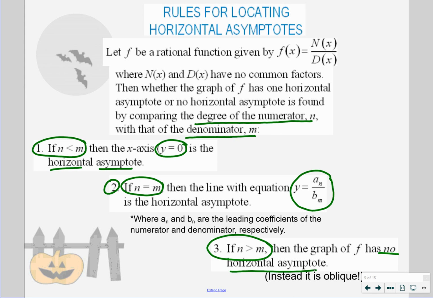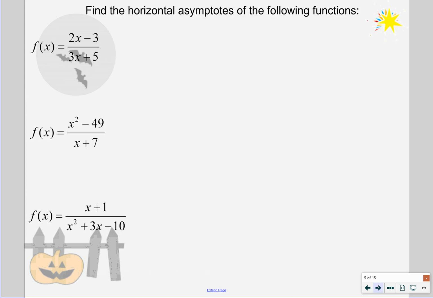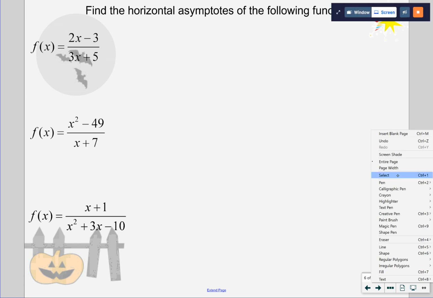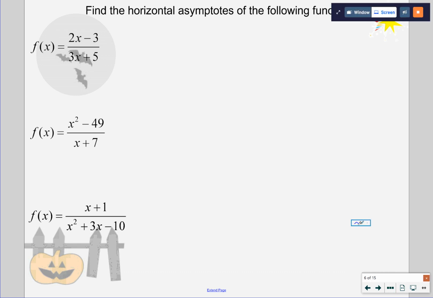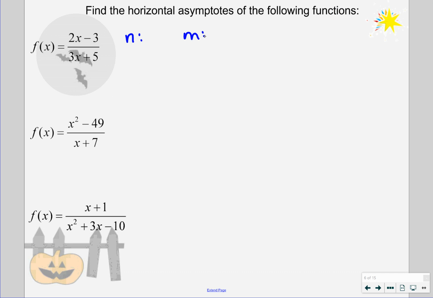All right, so examples. Like I said, these are real fast. On the next page, we're going to find horizontal asymptotes. For these, you do not have to reduce. Even if you did reduce, it's fine. It's not going to change the relationship between n and m. So you're going to first name n and m. n, degree of the numerator. What's the highest power in that numerator?